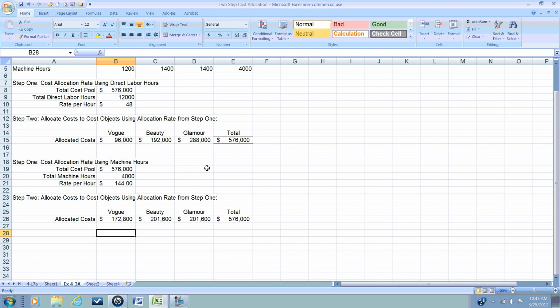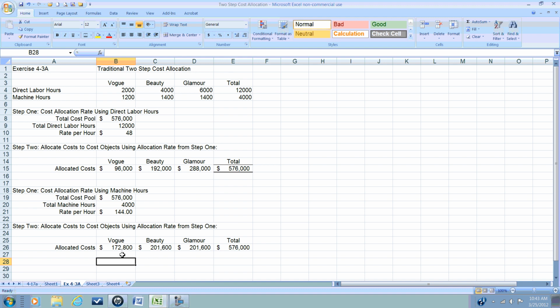Under machine hours, Vogue would be allocated $172,800, whereas under the direct labor costs, it's only being allocated $96,000. So if this was a labor-intensive process, and we allocated using machine hours, we would over-allocate costs to Vogue. That is, Vogue would be charged for overhead greater than their actual use. If we were using direct labor hours and we were in a more highly automated process, Vogue would be undercharged. They would be charged $96,000 when the true allocation should be closer to those that were received by the other two products, Beauty and Glamour.